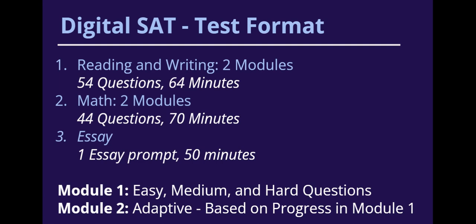Here's the format for the digital SAT. This should look familiar to you because it's following the same format as the PSAT did this fall. The reading and writing section has 2 modules, totaling 54 questions and just over an hour at 64 minutes. The math section also has 2 modules with 44 questions for a total of 70 minutes. And then you'll have an essay section, which has 1 essay prompt giving you 50 minutes. For modules 1 of the reading and writing and math, you'll have easy, medium, and hard questions. Module 2 will be adaptive based on your progress in Module 1.